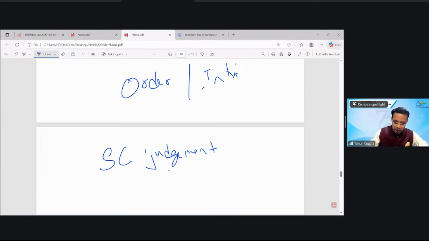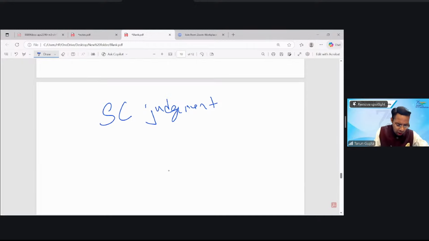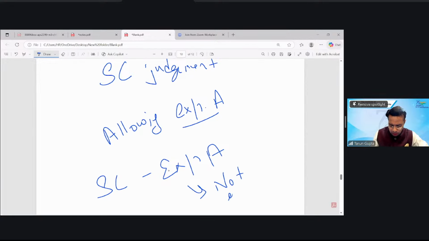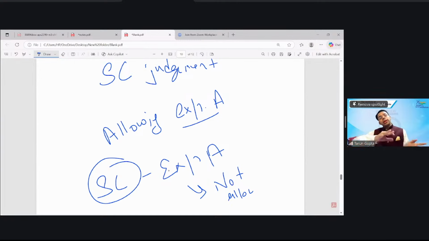So what happens is that the AO passes an order allowing expense A. Subsequently, the Supreme Court said that expense A is not allowed. Now, this Supreme Court judgment forms part of mistake apparent from record. Though this judgment is passed in the case of another assessee, since this is the same expense, basis the judgment, the AO can rectify its assessment order.